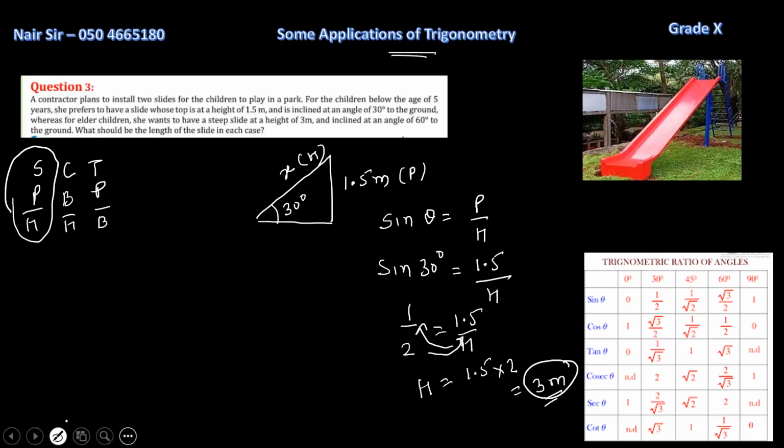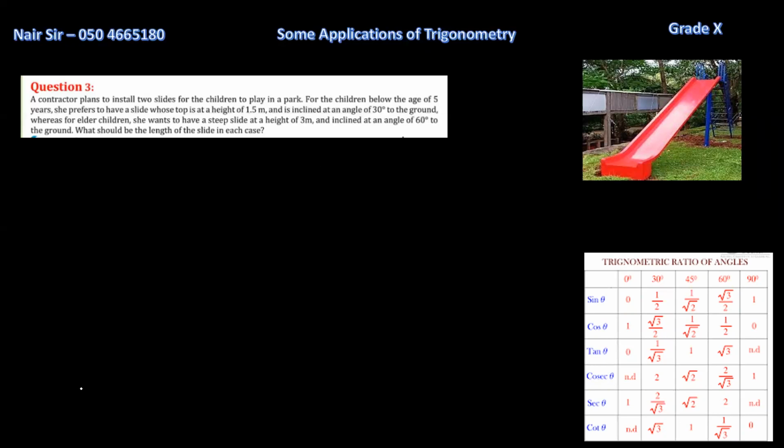Okay, let's see the second part. The second part tells me that he has increased the height, and it happens to be 3 meters. This is slightly for big people, so he has made this angle a bit steeper, and this is 60 degrees. I need to find this again. That is again perpendicular and hypotenuse.